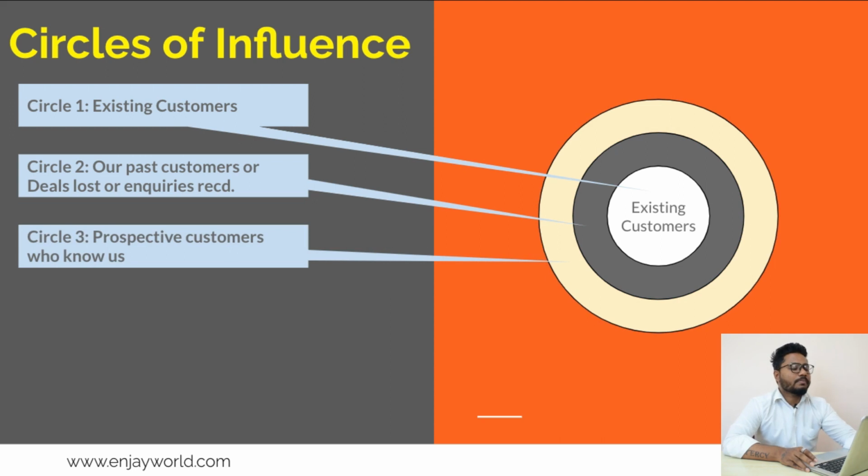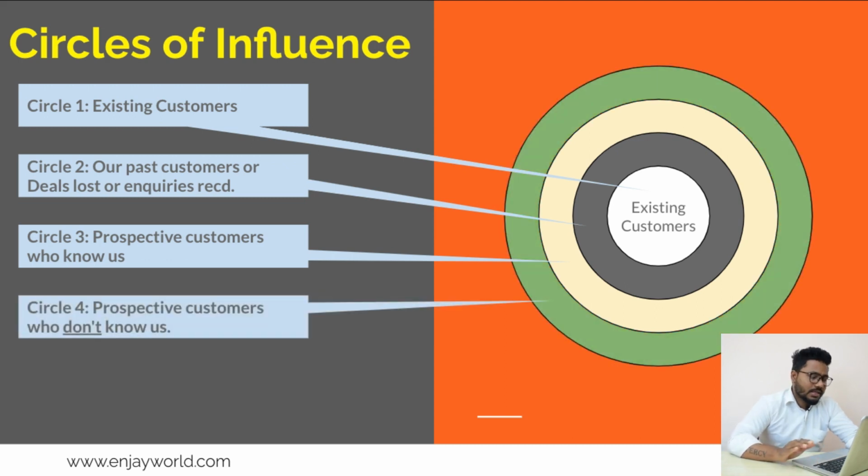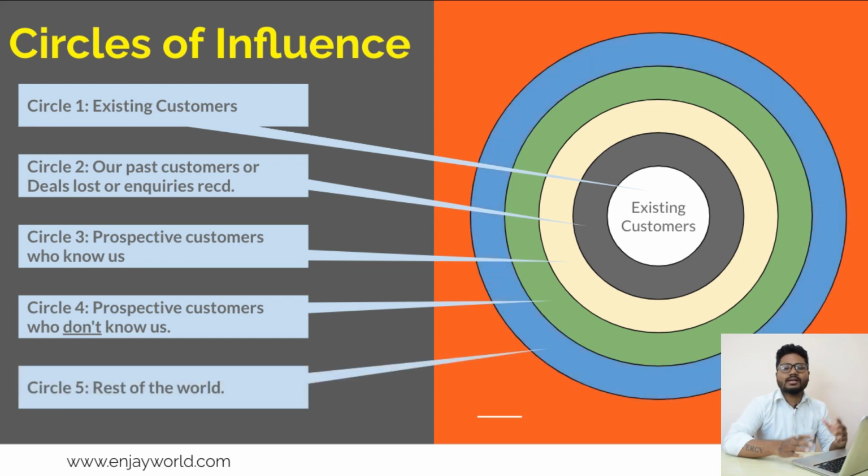The third is the prospective customer who knows us. This means people who can become your customers and they know you beforehand, right? The fourth circle is a prospective customer who doesn't know us, meaning they can become your customers, they are prospects for you, but they do not know you, okay? Finally, there's a fifth circle, which is the rest of the world, those whom we don't know.